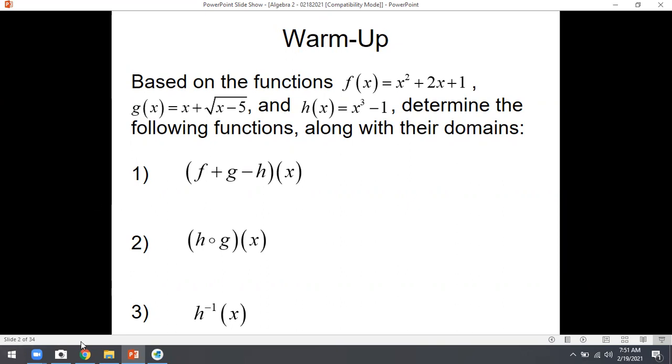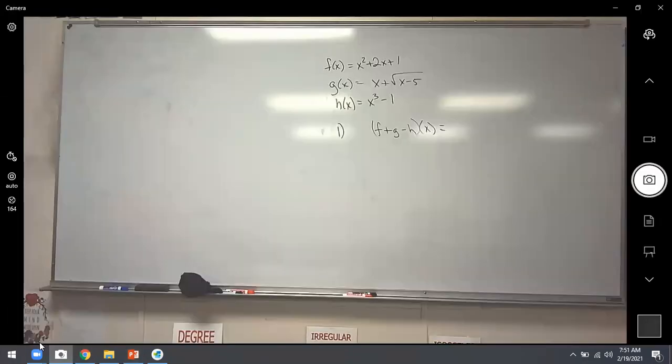All right, so based on these three functions, f, g, and h, determine the following functions along with their domains. So it's been a very long time since we've done this stuff. Let's make sure we got this kind of under our belt.